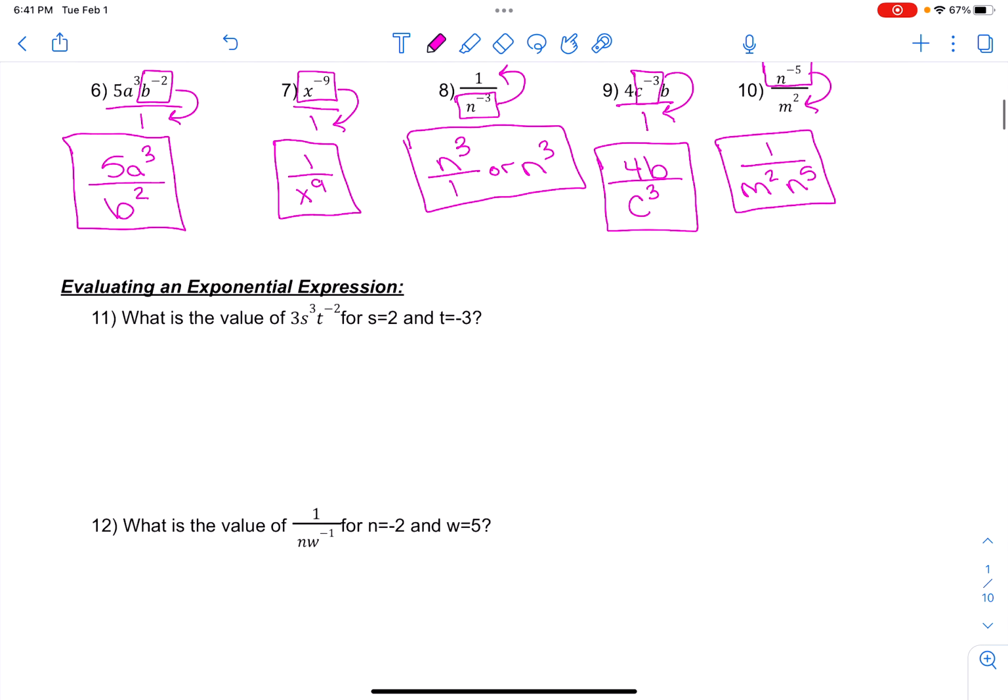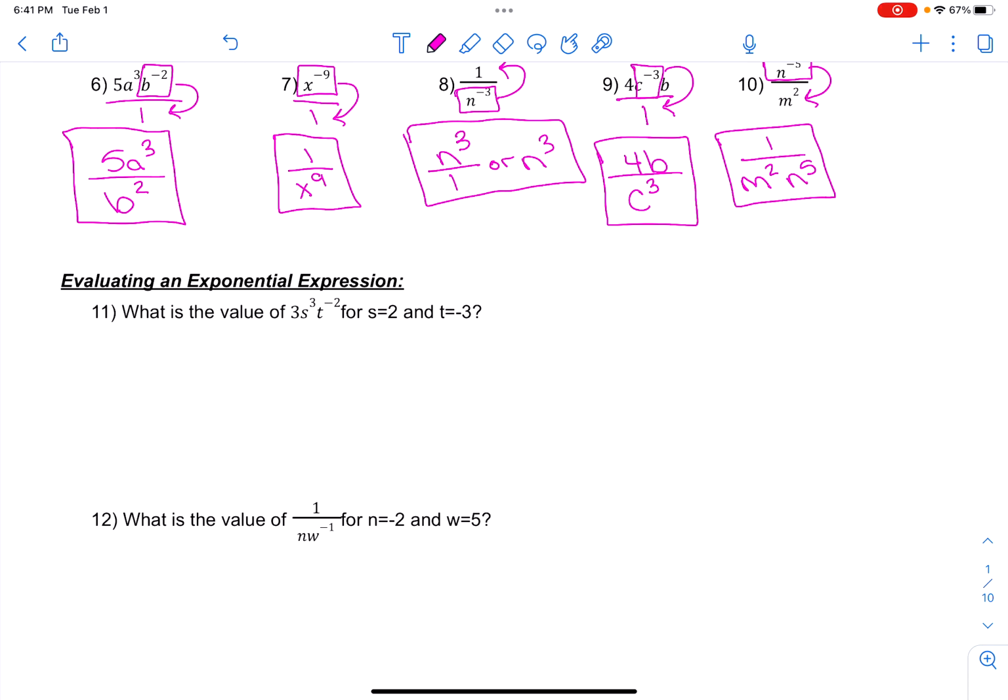All right, so now we are going to move into evaluating expressions. So we have to do like we were just doing. We kind of have to simplify first, make sure everything has positive exponents, but then we have to plug in numbers. So it says, what is the value of 3s to the third t to the negative second for s equals 2 and t equals negative 3?